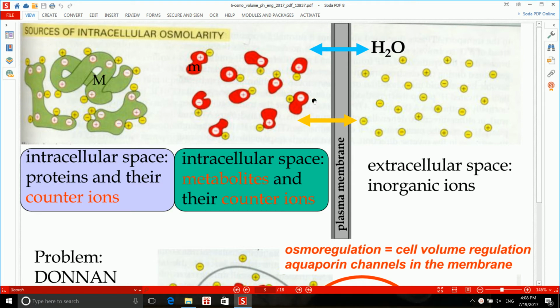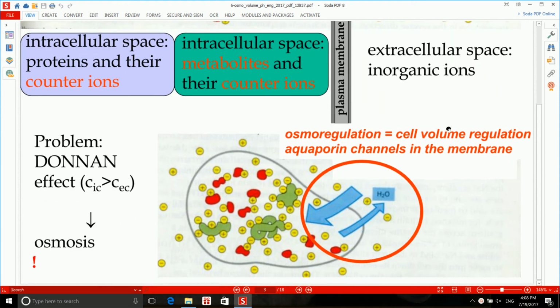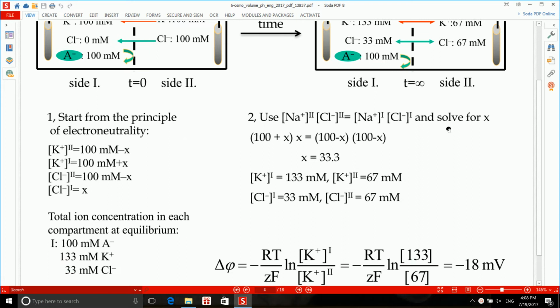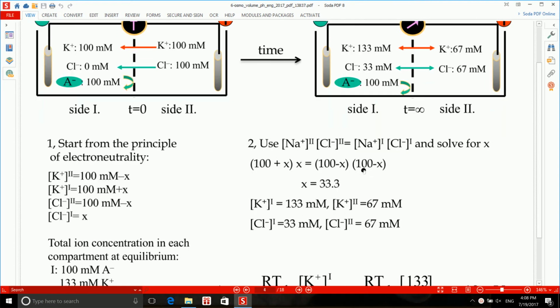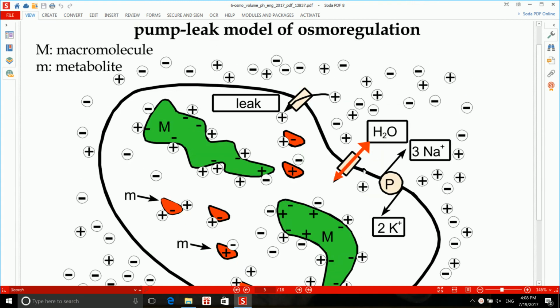So, first of all, in the beginning of the lecture, you've got some very confusing slides, especially this one with all the numbers and stuff here, and the last one, which is this one. Well, you don't need to memorize any of those numbers. These first lecture slides are here to introduce the Donnan effect, and then based on the Donnan effect, these lecture slides want to conclude that cells have to have a pump-leak model of osmovolume regulation.